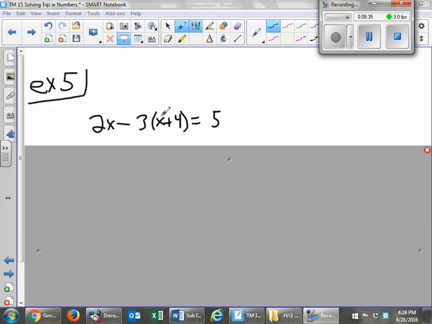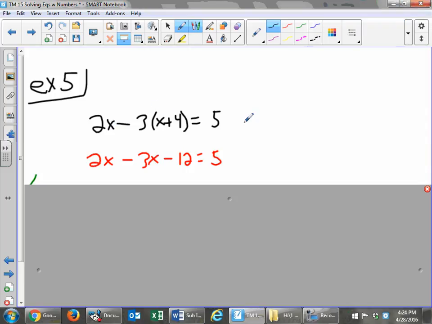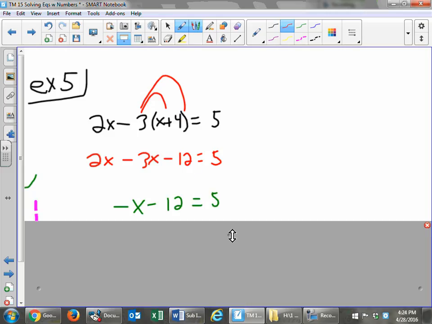Again, here's one of those other weird ones where I have x's all over the place. So my key here is going to be getting those x's together. So what I wound up doing was distributing this negative 3. So it winds up being negative 3 times positive x, so it's negative 3x. A negative 3 times a positive 4 is negative 12. Now I can get my x's together, and 2x minus 3x is negative x.